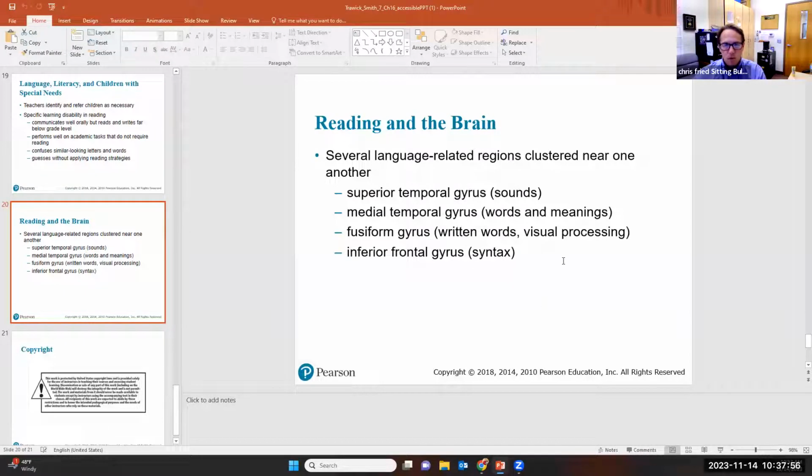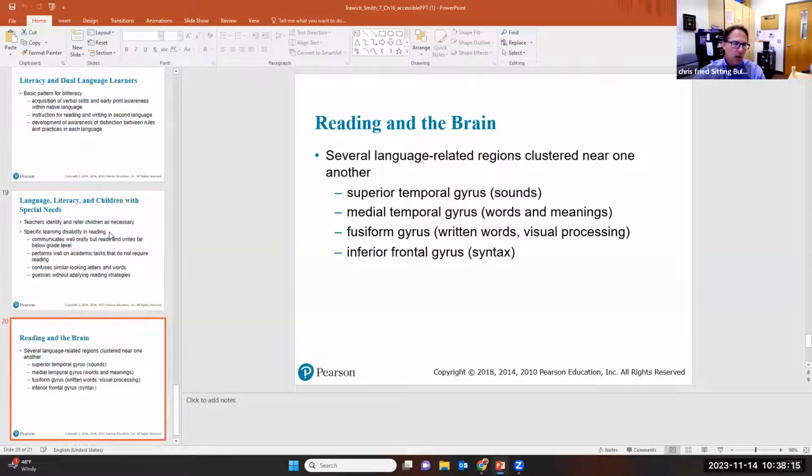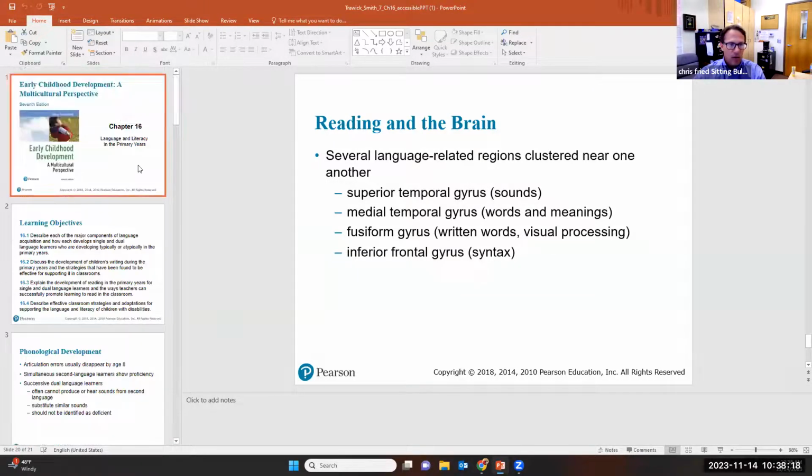Here it talks about some regions of the brain and where they're connected to reading and the language component of that. So the temporal gyrus, superior, medial, fusiform gyrus, and inferior frontal gyrus. I don't know if it's really necessarily that you remember all those components, but there it is.